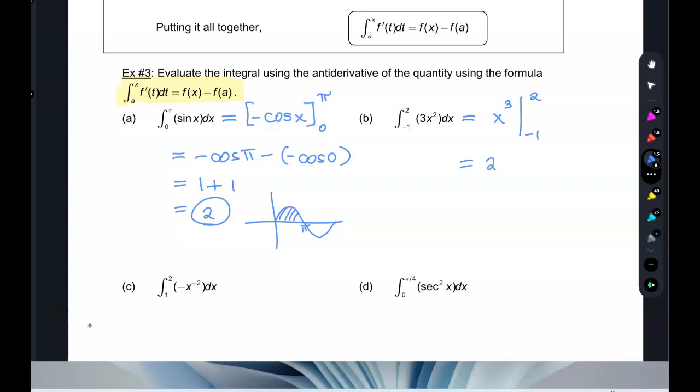So this is going to be 2 cubed minus negative 1 cubed, which gives us minus a negative. So we should get 9. Again, think about what that means. Here I have a parabola 3x squared. So if I found the area under the curve from negative 1 to 2, that area is exactly 9 square units.